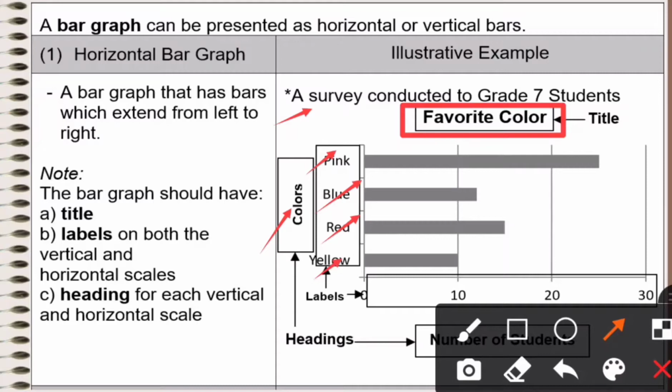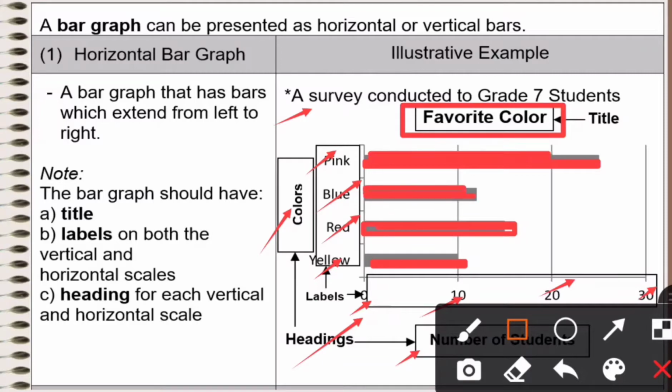Then the labels at the bottom: 0, 10, 20, then 30. Then of course the headings. So what are those 0, 10, 20? Those are the number of students. Okay, so we have a horizontal bar, so it is from left to right. The shaded horizontal bar. It must be shaded. Okay.